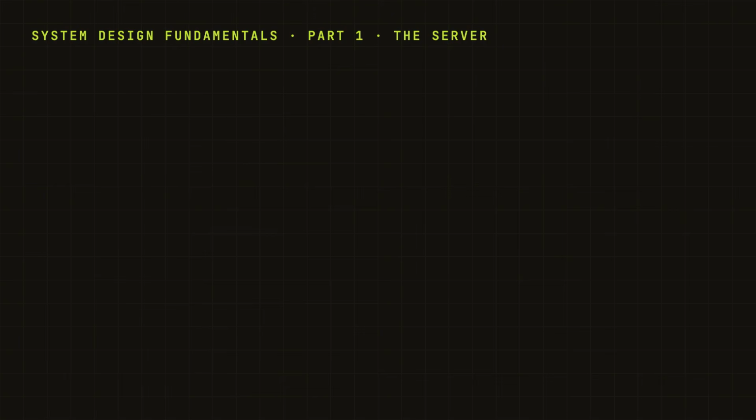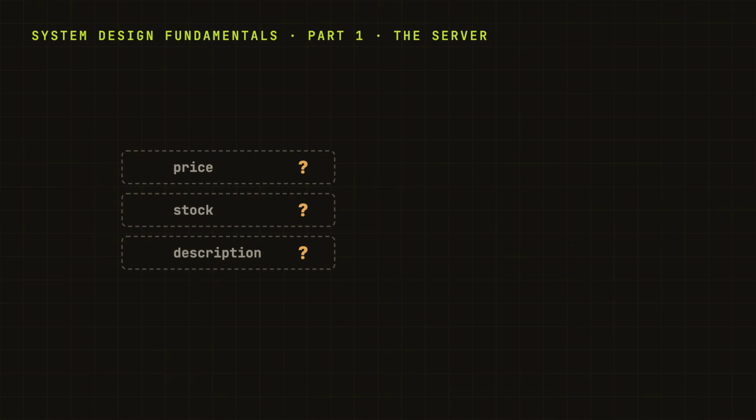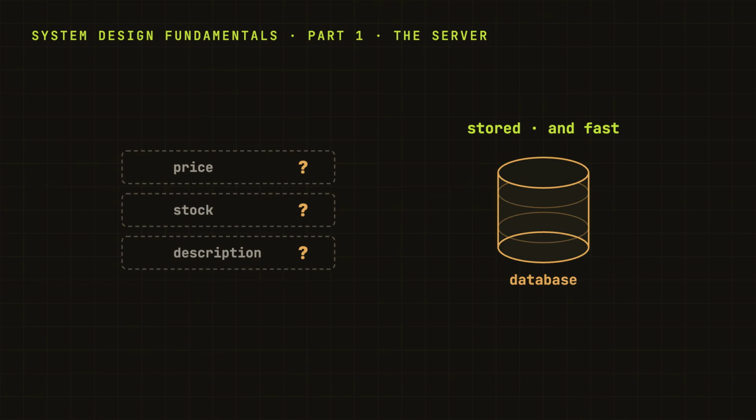So the server received your request and now it needs the actual product data, the price, the stock, the description, and that data lives in a database. And how data is stored and how we make it fast is exactly what the next part is about.